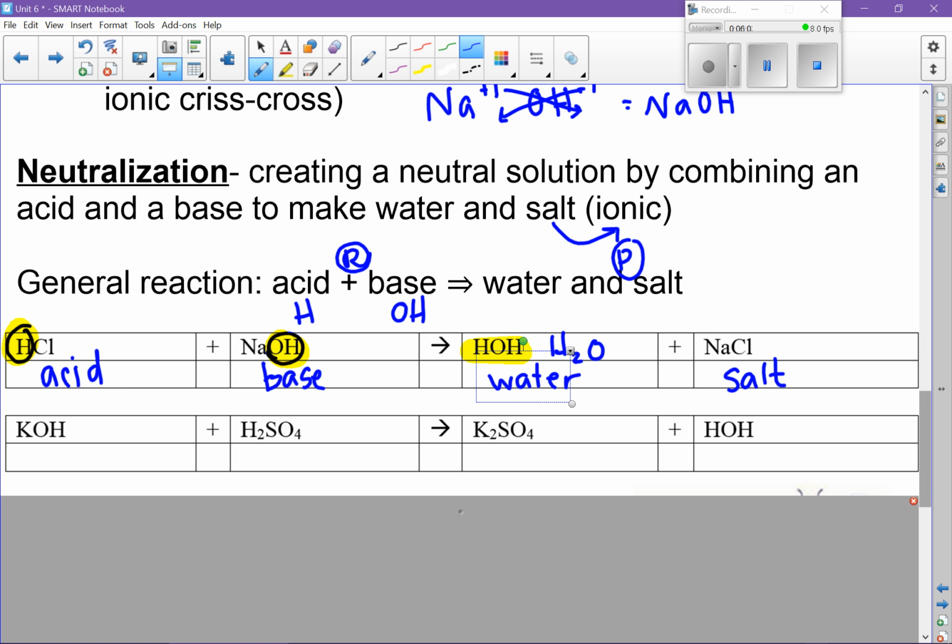and that means NaCl must be the ionic salt that was formed. So you try the next reaction. See if you can find the acid, the base, the water, and the salt in there.